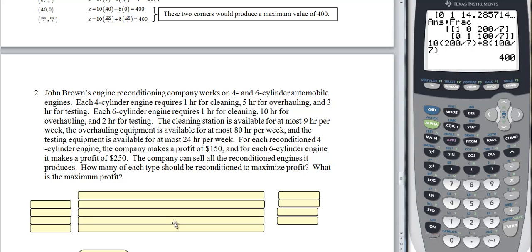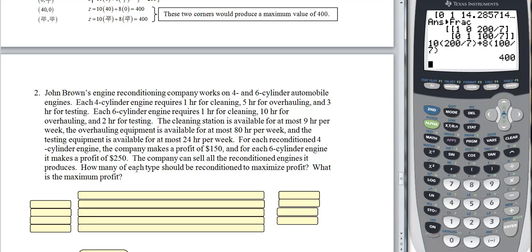So for each reconditioned 4-cylinder engine, the company makes a profit of $150, and for each 6-cylinder engine, it makes a profit of $250. The company can sell all the reconditioned engines it produces. How many of each type should be reconditioned to maximize profit?